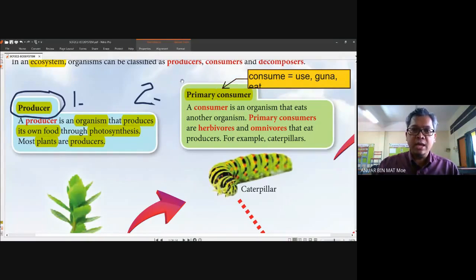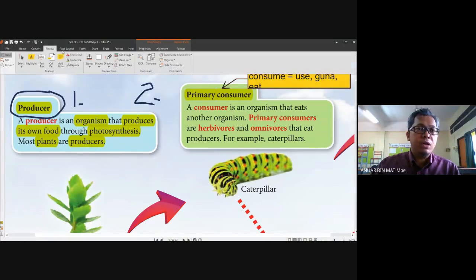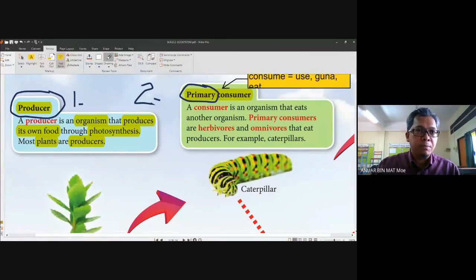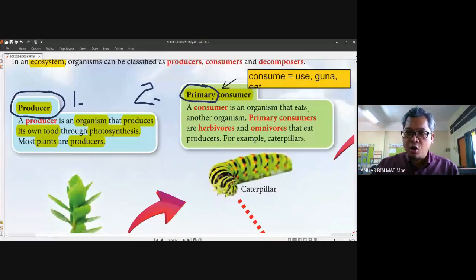consumer. Okay, and then what is the primary? Primary one. Primary is what? We call it primary because they are the first consumer. The first consumer. Usually, what do they consume? Okay, we look one by one. Primary consumer, organism. Again, we are learning about organisms that eat another organism.